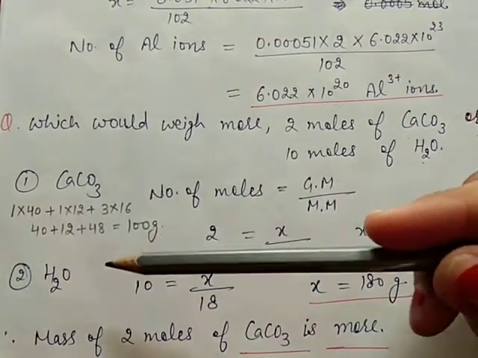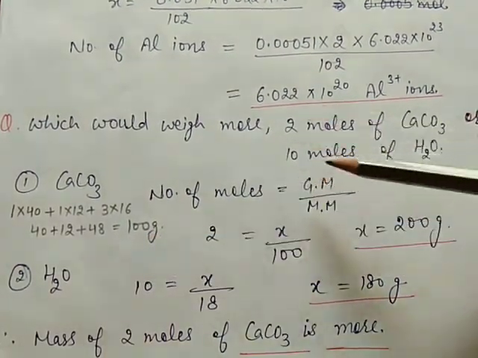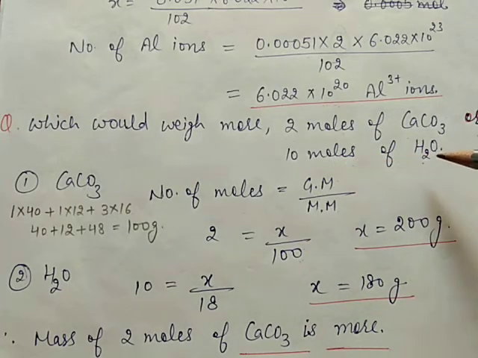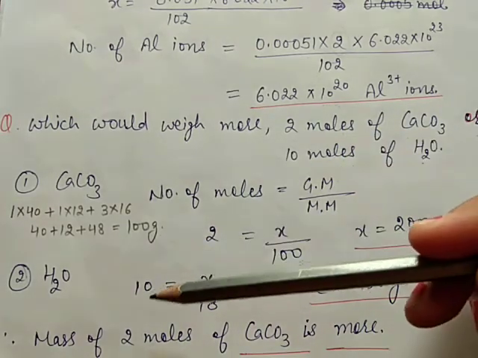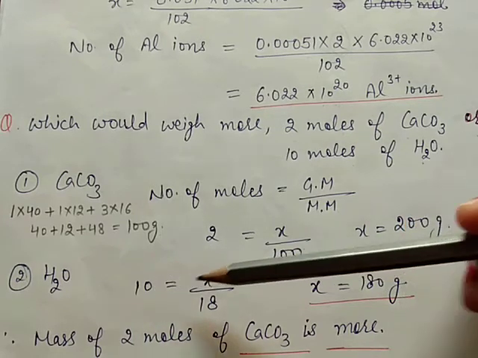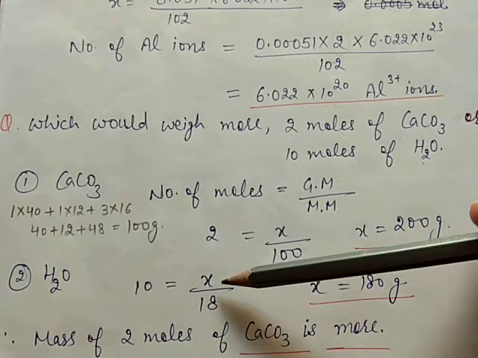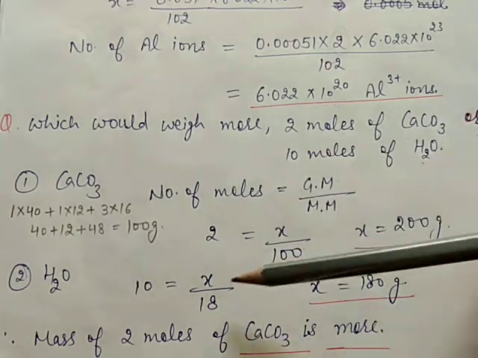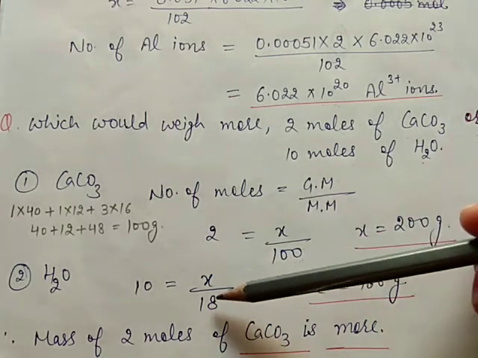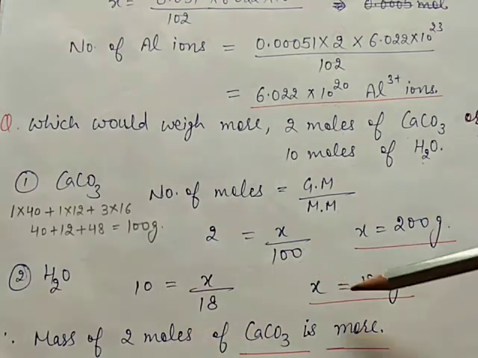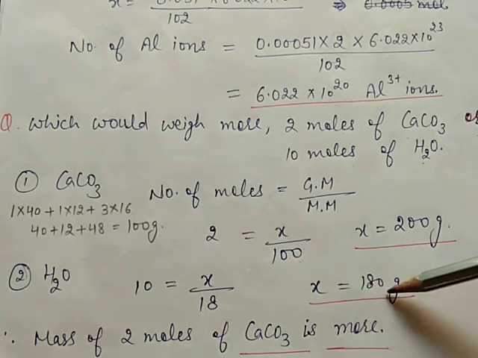Now we can easily calculate the 10 moles of water molecules. Means moles are given, that is 10 is equal to x, means mass we have to calculate, divided by molar mass of water, that is 18. After cross multiplication, x is equal to 180 gram.